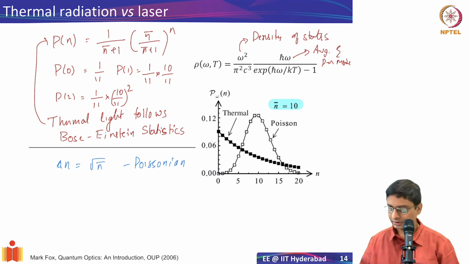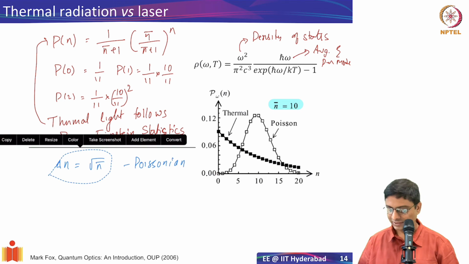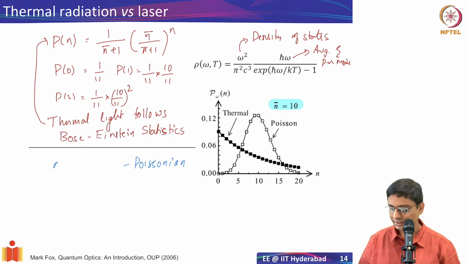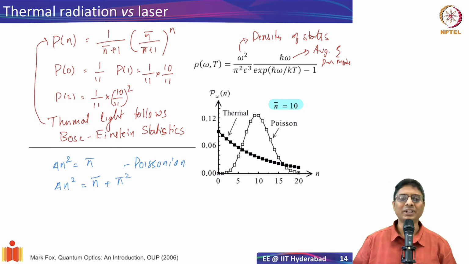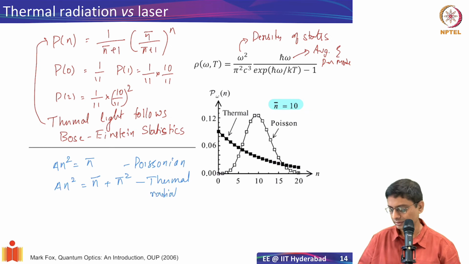So for a thermal light source, I'll actually write it in a different form. Instead of writing the standard deviation, I'll write the variance. Variance is simply the standard deviation squared. So that is going to be n bar for Poissonian statistics. For thermal radiation, black body radiation, delta n square is going to be n bar plus n bar square. For a single mode radiation, this is how it is. We are not proving it, I'm just mentioning that. So this is thermal radiation in a single mode.